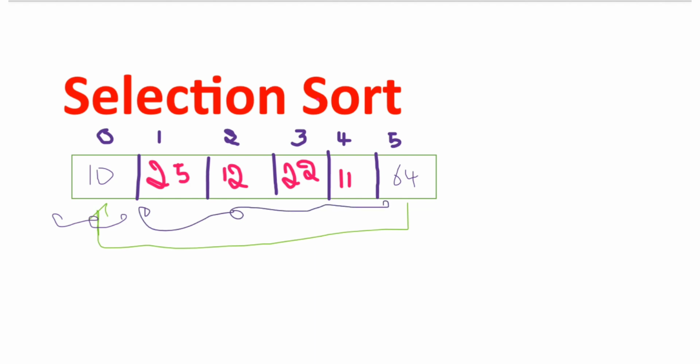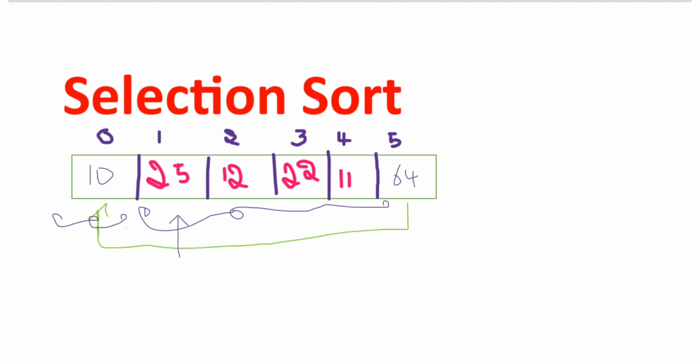These are all the unsorted part. The next current element is... after swapping we need to get 10, 25, 12, 22, 11, 64. Next, move to the next element. Now, I take 25 as the current element.